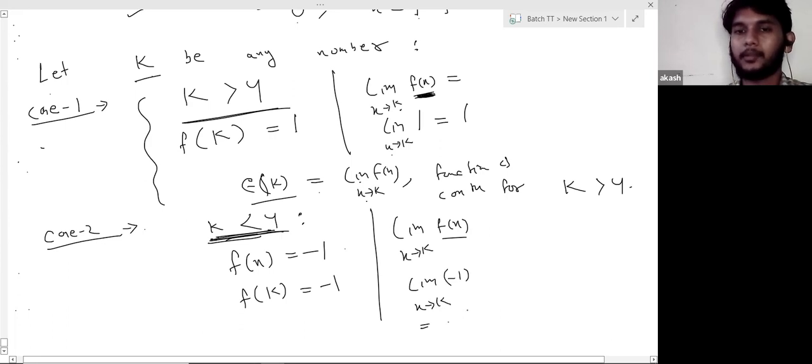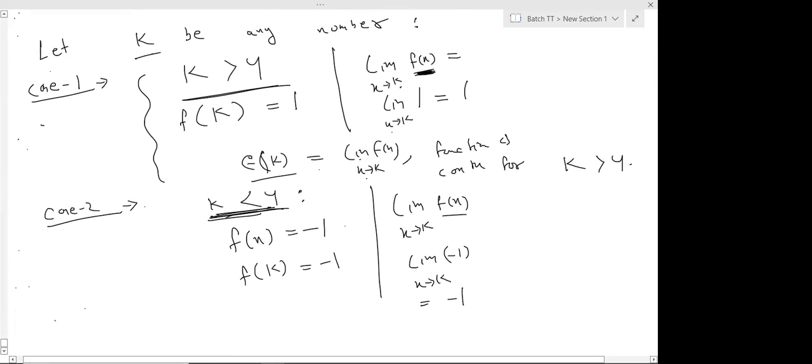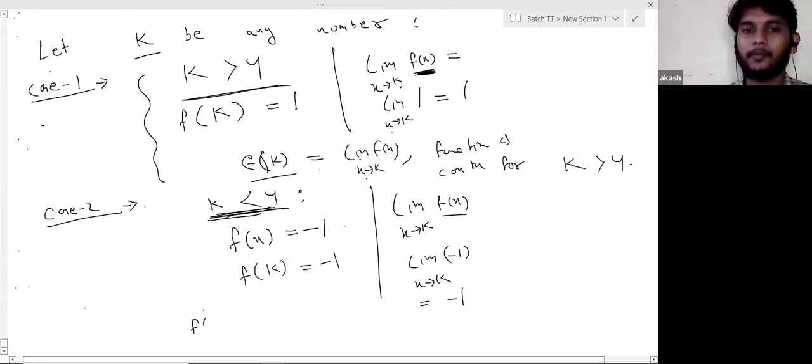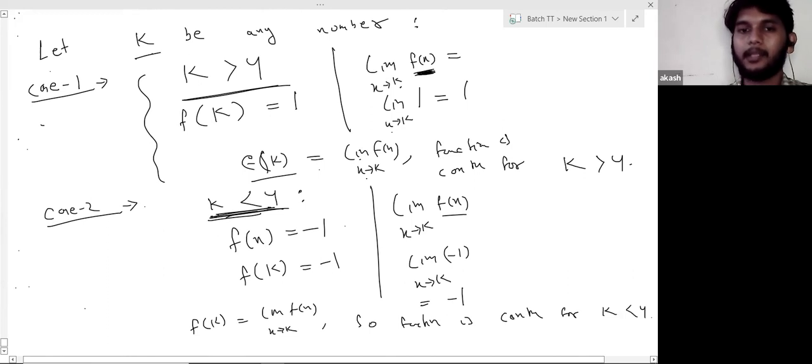So the limit of a constant is that same number. Yes or no? Is this clear, Kinza, Aman, Ryan? Yes, sir. All right. So again, we can say f of k equals limit of f of x as x tends to k. So the function is continuous for k less than 4. If f of k equals limit of f of x as x tends to k, then we say the function is continuous. This we have checked in the previous classes.